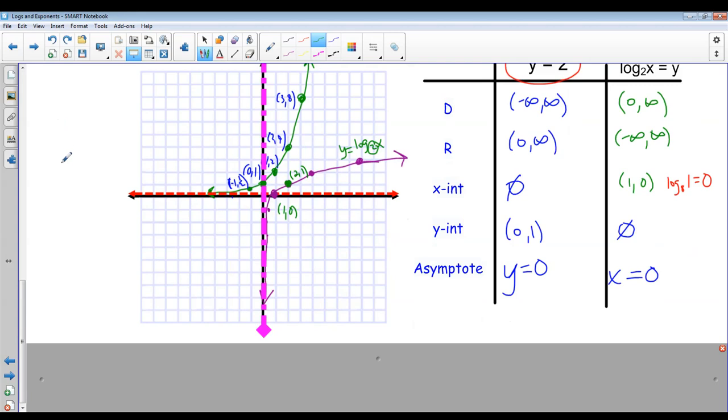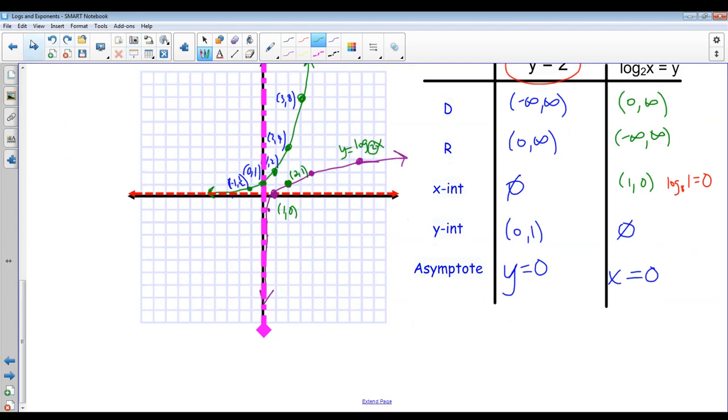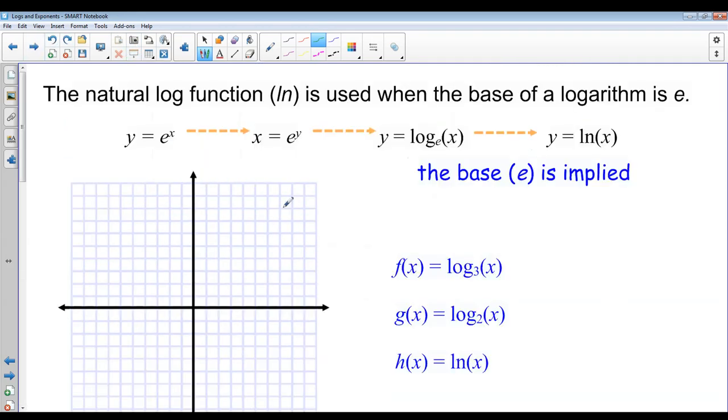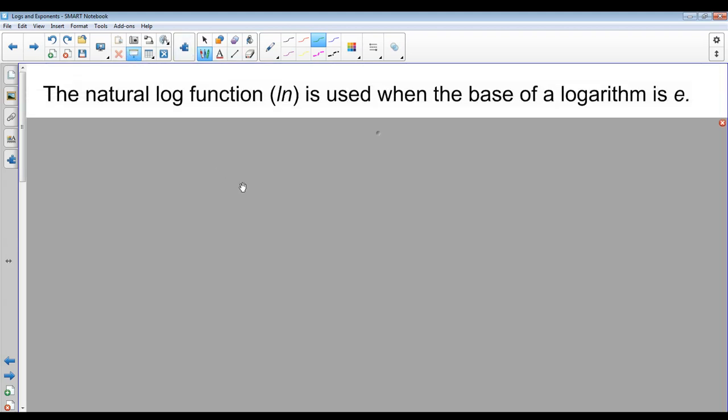The next thing, at the bottom of your screen, this should have been nudged down a little bit so you can write it and then flip. The natural log function is used when the base of a logarithm is e. We just did log base 2. If it was just log of x, I didn't mention this, but we're always going to assume if there's nothing there that it's log base 10. So log of x, we're just going to assume it's log base 10.